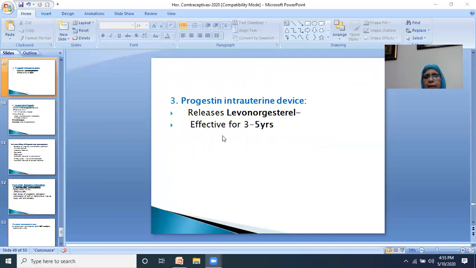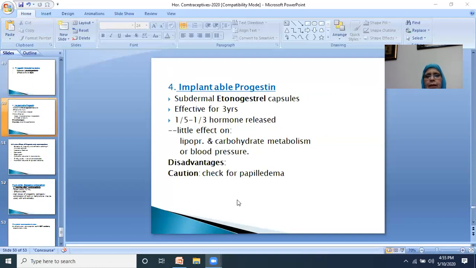Then progesterone intrauterine devices are available which release levonorgestrel. It is effective for 3 to 5 years depending upon the type of the system. Then implantable progestin: subdermal etonogestrel capsules or small tubes. They are placed near the elbow under the skin, and naturally minor surgery is required for that. They are effective for 3 years, and the hormone released is 1/5 to 1/3 as compared to the oral tablets. Due to this, there is little effect on lipoprotein and carbohydrate metabolism and on blood pressure. Disadvantage is that they have to be put surgically and removed surgically.